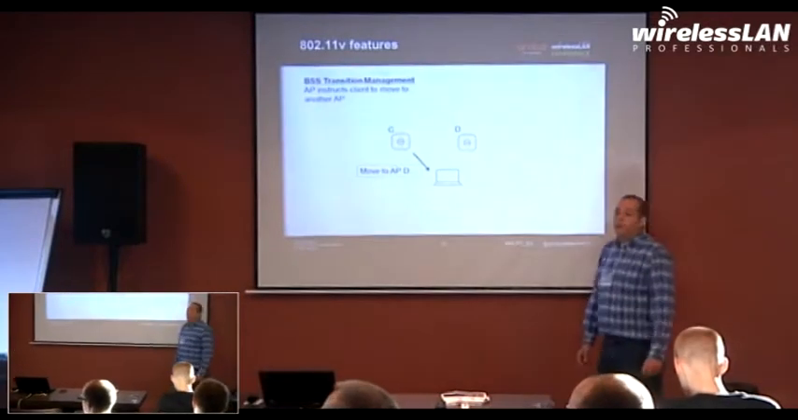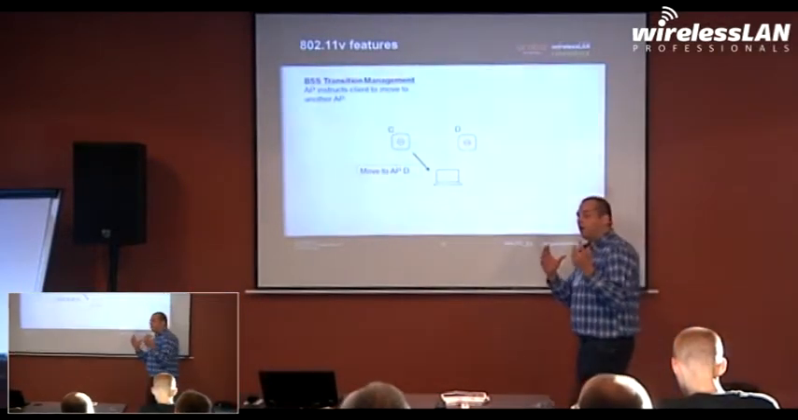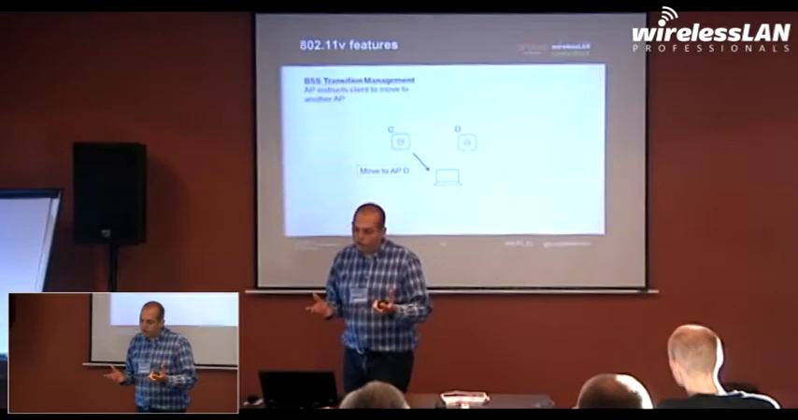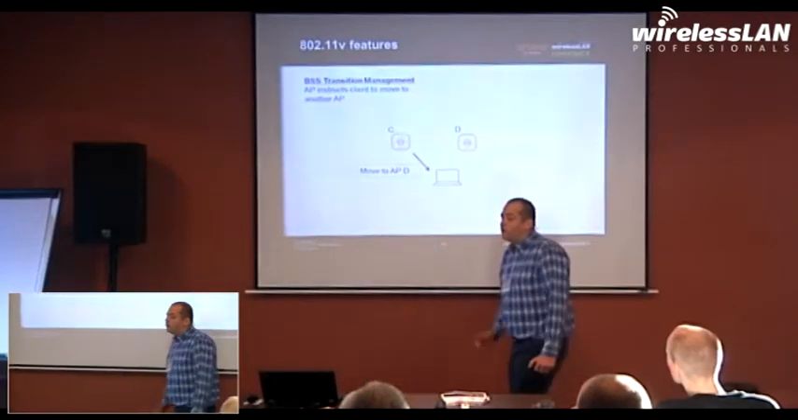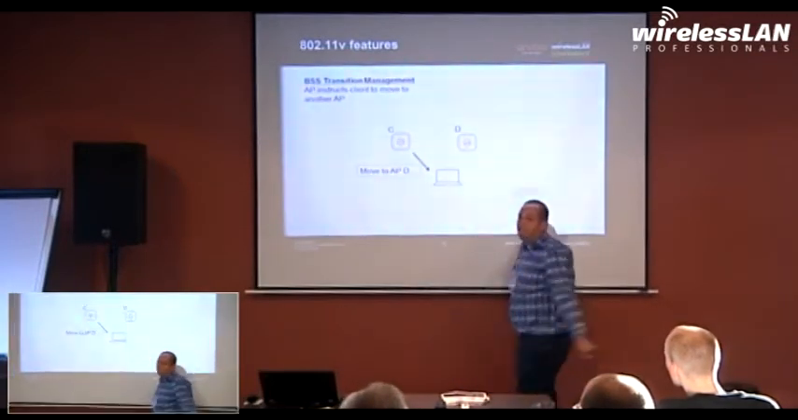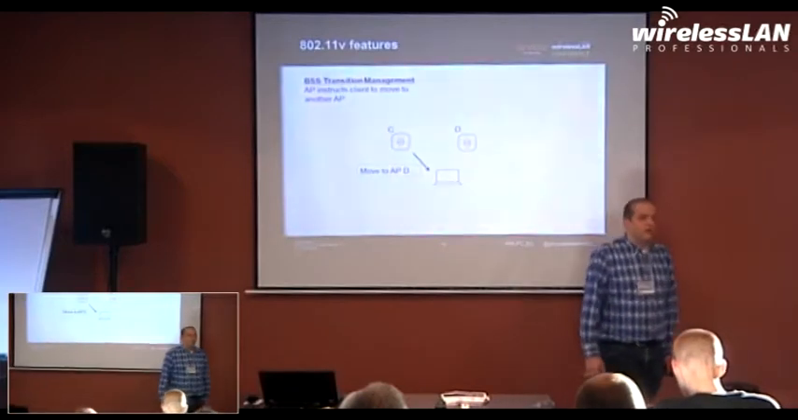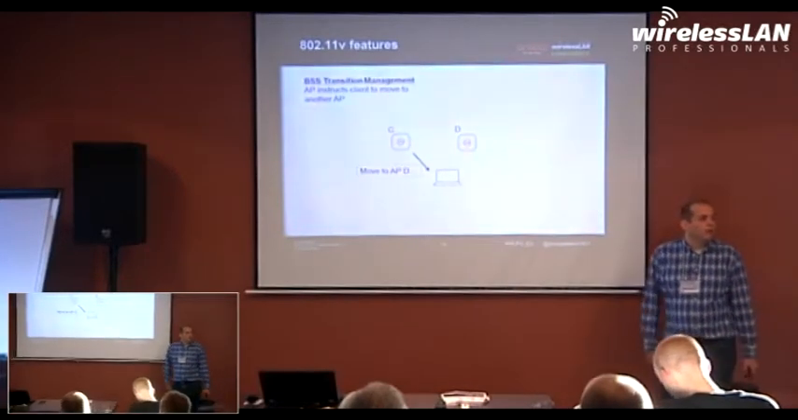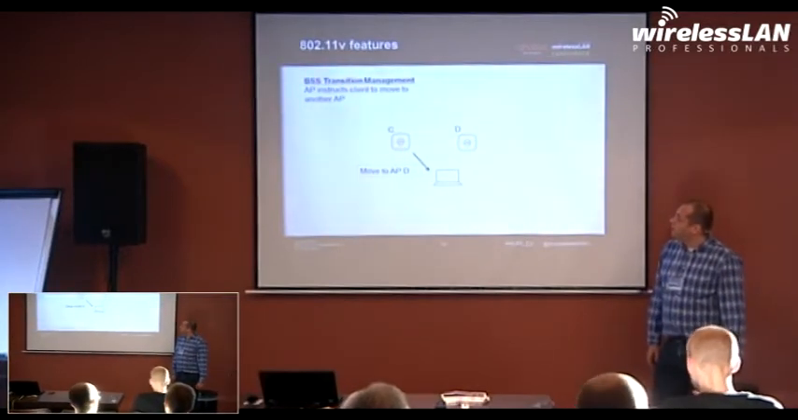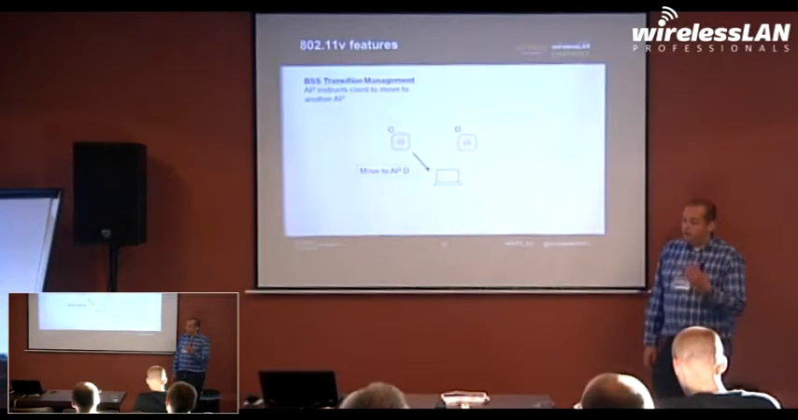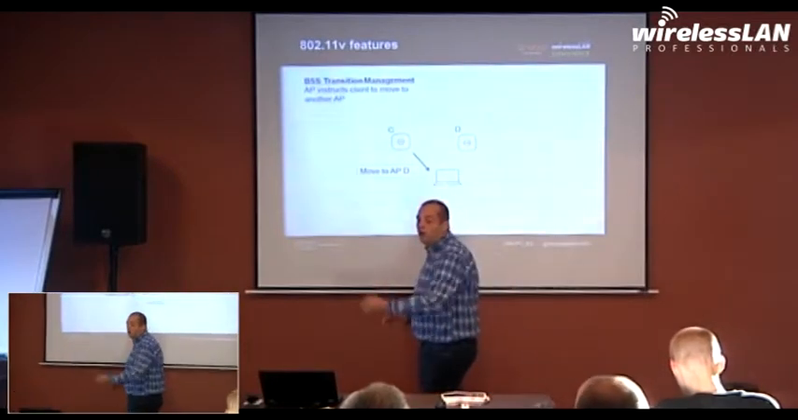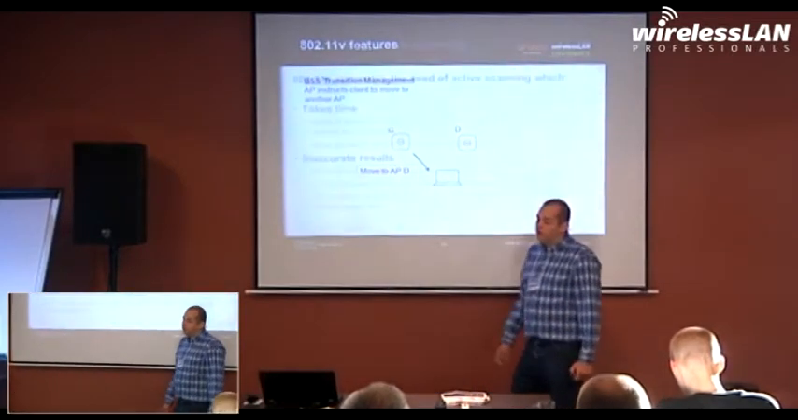So then 11V, if we have information about the clients and the network and who sees who and who hears who, we can use 11V to instruct a client to move to another AP. This is something that's missing in all standards, and why we had to do those nasty tricks. What we really needed in the standard is a method to move clients from the network, because the network has the overview, to another AP, and that's coming with 11V.